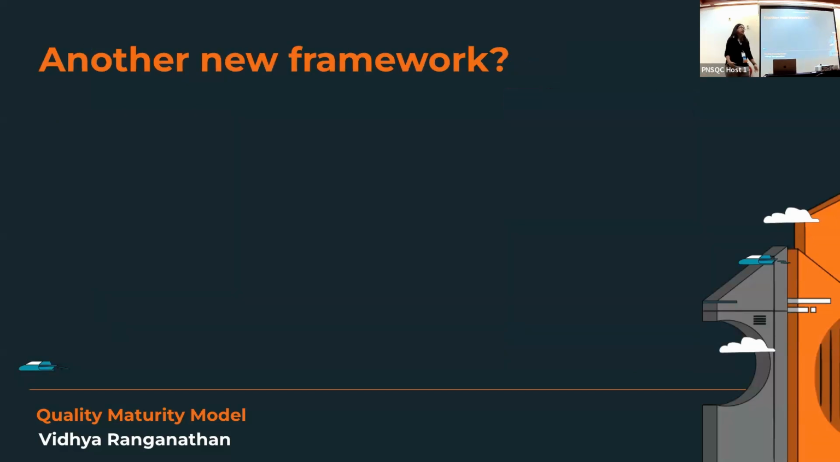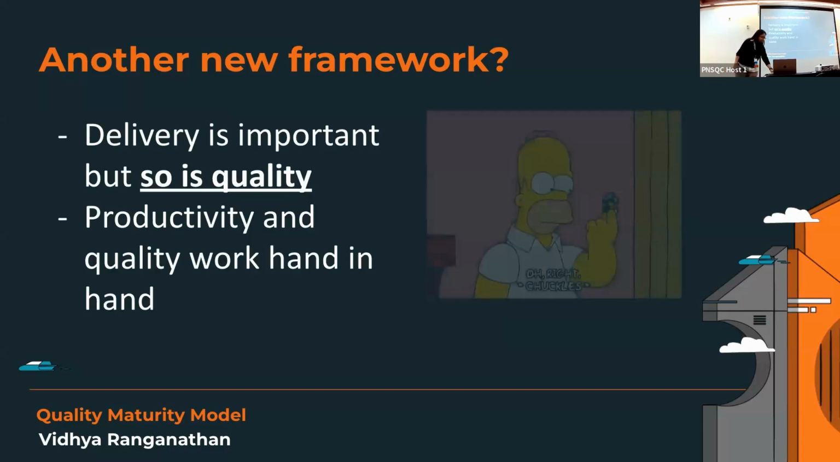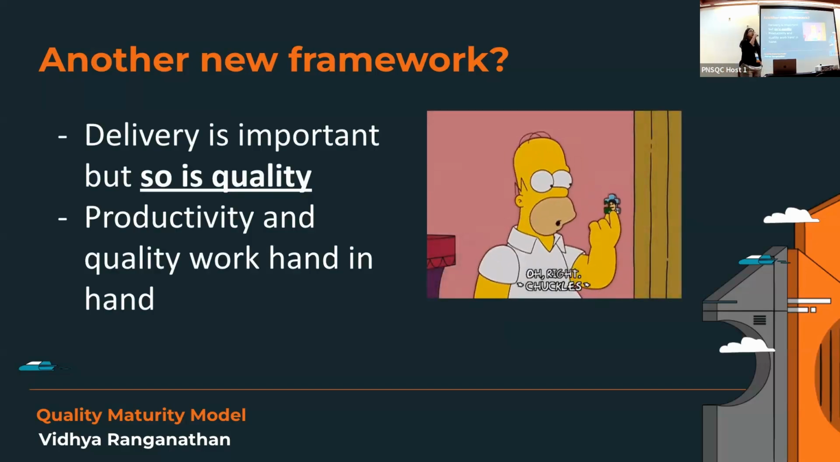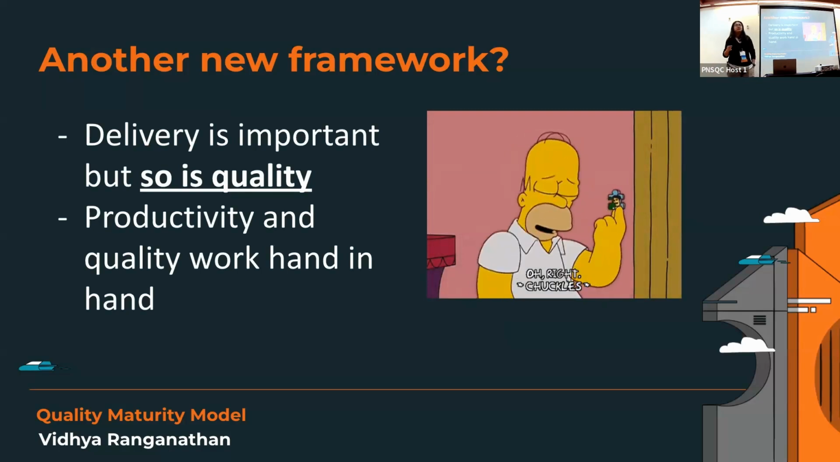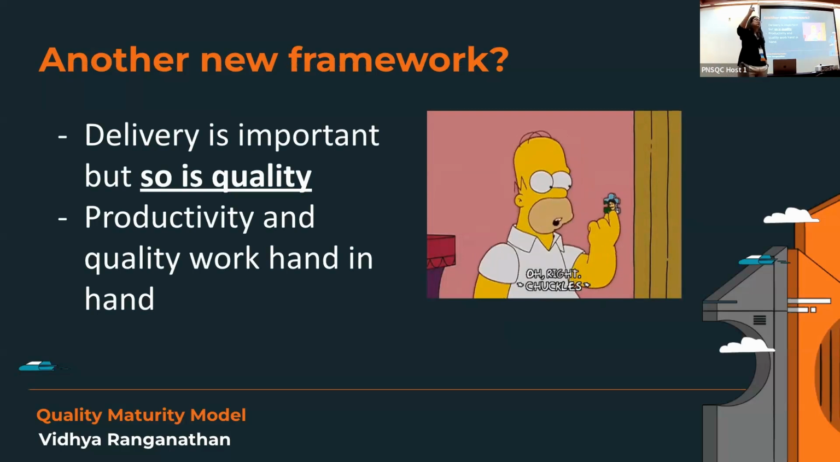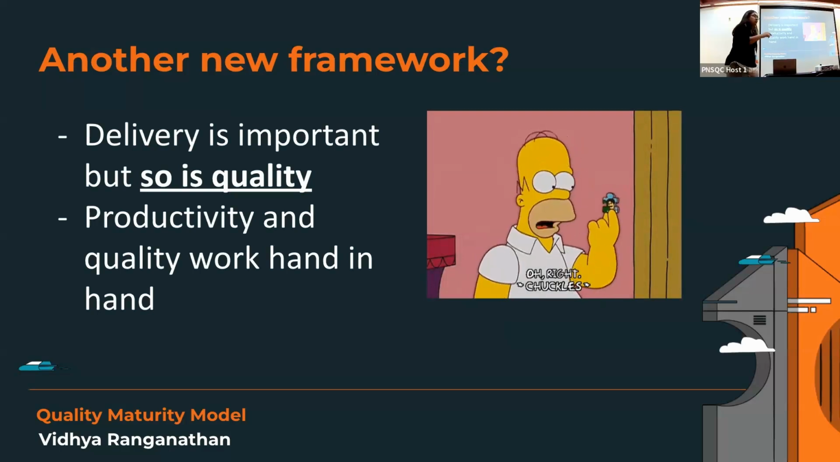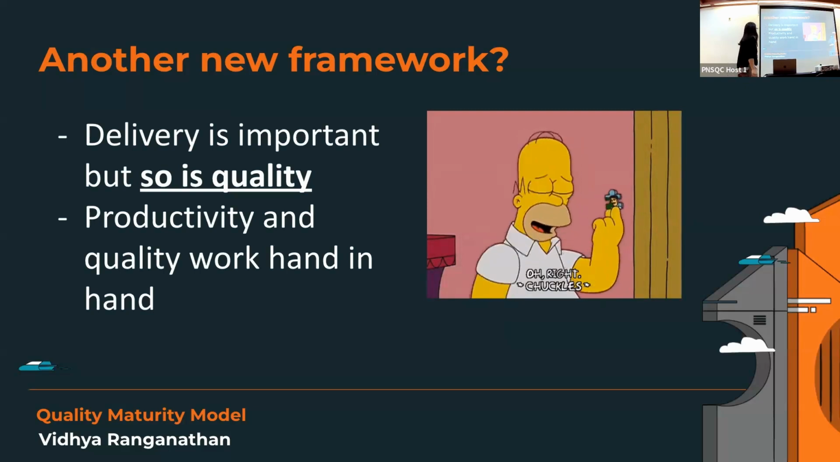So now that we already have these models that are elaborate enough, why do we really need another model? Delivery is important, but so is quality. DORA can give you metrics that say you don't deploy frequently enough. DORA can give you metrics that say it takes longer to recover from an incident, but it doesn't give you the details of why it takes longer. We need a model that tells why it takes longer, and that makes quality the center of those models. And as I said, productivity and quality always work hand in hand, and that's how it should be.